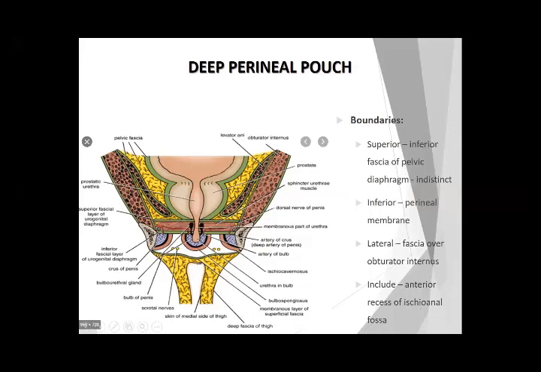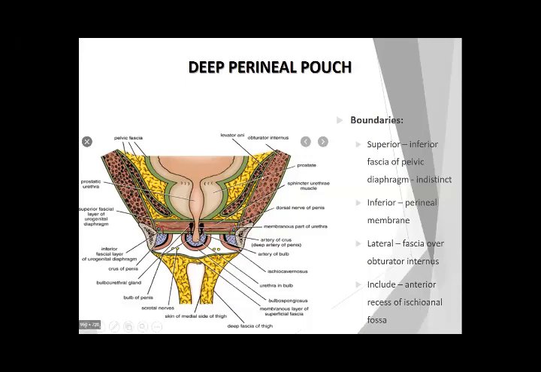ये कोई हार्ड एंड फास्ट बाउंड्री नहीं है, indistinct सा fascia होता है, ठीक है. But however, it is a fascia that lines the undersurface of the pelvic diaphragm. This part, this is the inferior fascia of the urogenital diaphragm. This inferior fascia is the perineal membrane. So superiorly, it is the inferior fascia of the pelvic diaphragm, and inferiorly, it is the perineal membrane. Between these two membranes, this area is the deep perineal pouch.